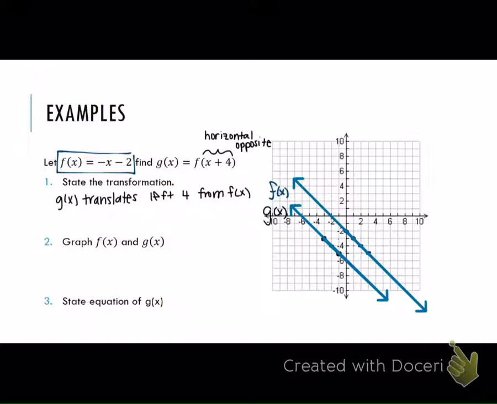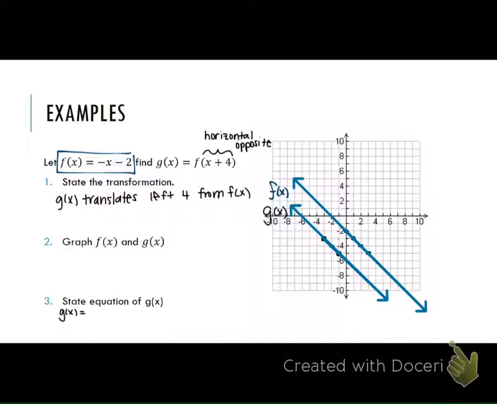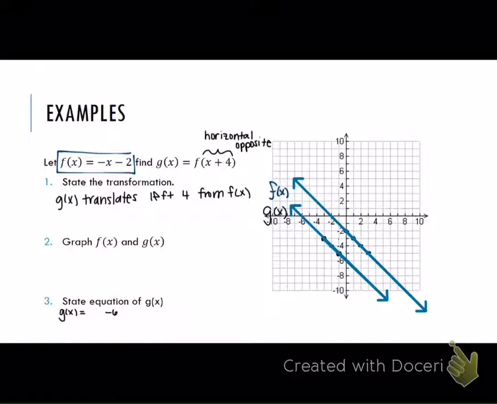Who can tell me the equation of our new line g of x from the graph? Where does g of x start at? It starts at negative 6. So we have minus 6 at the end. And what is our slope? Down 1 over 1. So down is negative, right is 1. Negative 1 over 1 is negative 1. So that's just negative x.